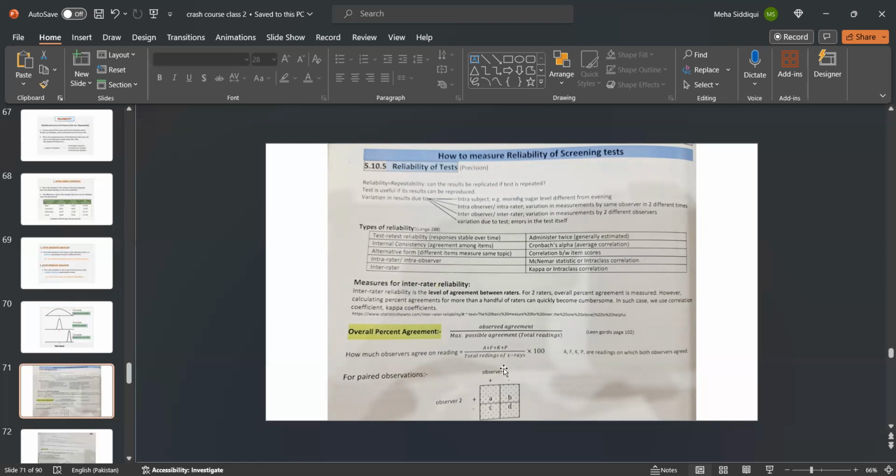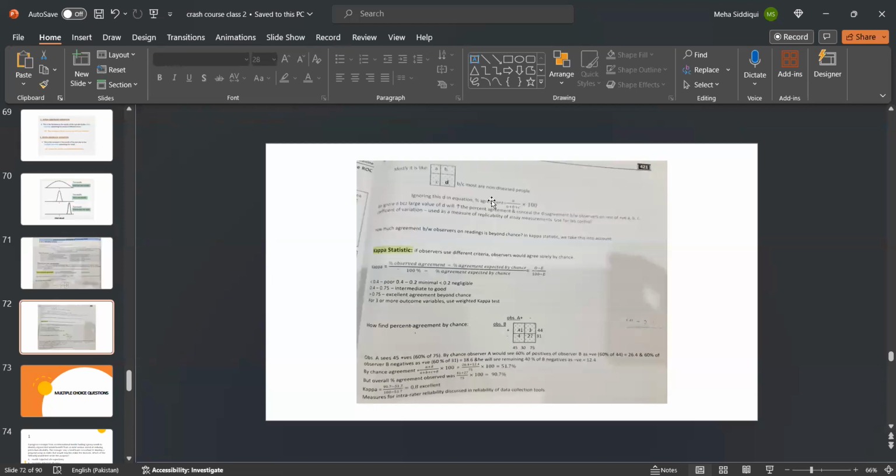For example, we can see that there are two observers. So at two points, there are chances that they will agree together, that is, at cells A and D. So we will add A plus D over the total findings, that is A plus B plus C plus D. So here we can see how percent agreement is calculated. Because most are non-disease people, here the two raters agree that most are non-disease people. So ignoring this D, this is the formula for percent agreement.